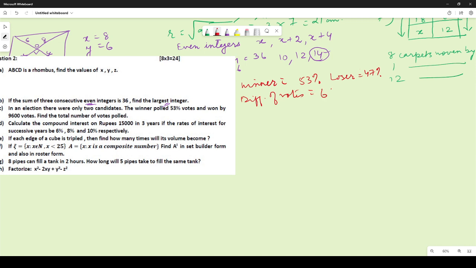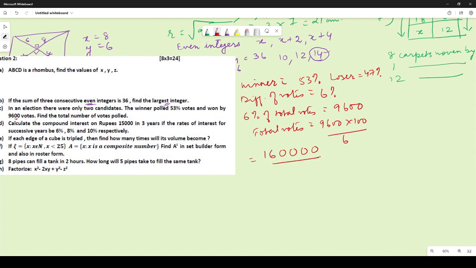How much is it? 6%. What was the margin between the two? It was a 6% margin, and the margin of win is also 9600. So this means 6% of total votes is equal to 9600. So straight up, total votes is equal to 9600 into 100 by 6. So this gives you the total number of votes as 160,000. That should have been your answer. You only had to find the total number in this.